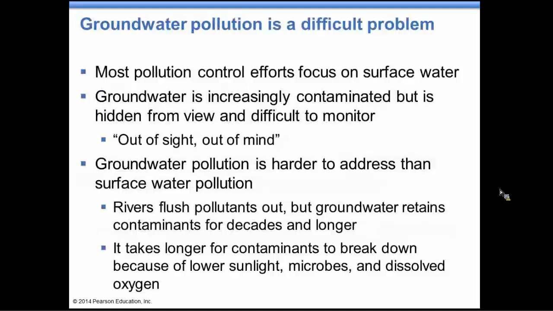Groundwater pollution is a difficult problem. Most pollution control efforts focus on surface water, and we were talking about this earlier. Groundwater is increasingly contaminated, but it's hidden from view. It's not the easiest thing to monitor, and it is that old adage, out of sight, out of mind. It's hard to address, unlike surface water pollution. Rivers flush pollutants out eventually, but groundwater retains the contaminants. The flux of water within the groundwater is not nearly as high as in rivers, so it takes longer for contaminants to break down.